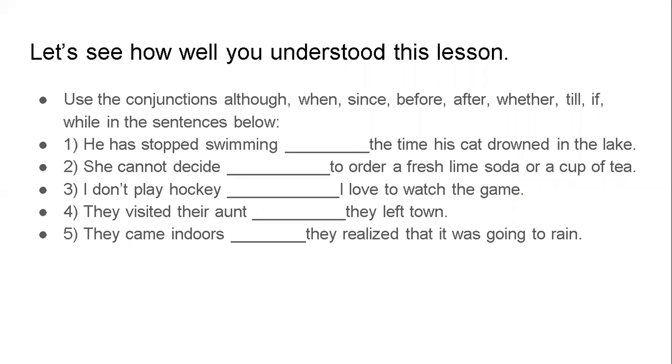So let's see how well you understood today's lesson. Use the conjunctions although, when, since, before, after, whether, till, if, while in the sentences below. And please get them all right. The first one. He has stopped swimming dash the time his cat drowned in the lake. So, which conjunction will you use here? The right answer is since.